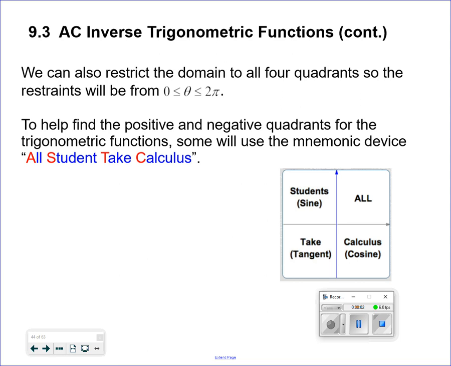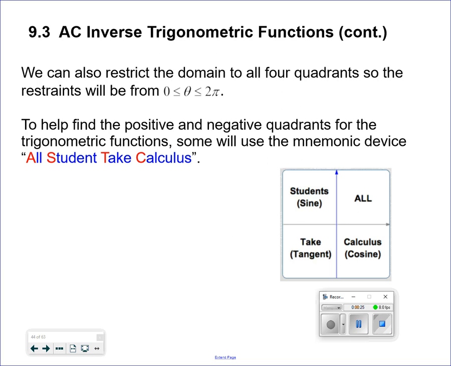All right, welcome back again. So now we're going to expand on what we did on 9.3 AC. We're changing the restrictions in our domain. Instead of only allowing things in the first and fourth quadrant for sine, we're now allowing it to be in any quadrant. So that gets us into a little bit of discussion.